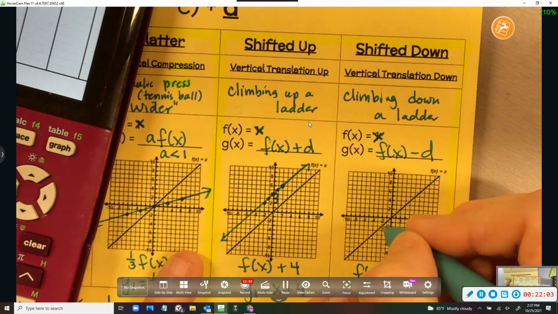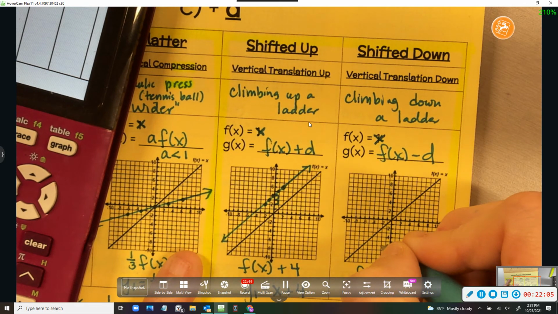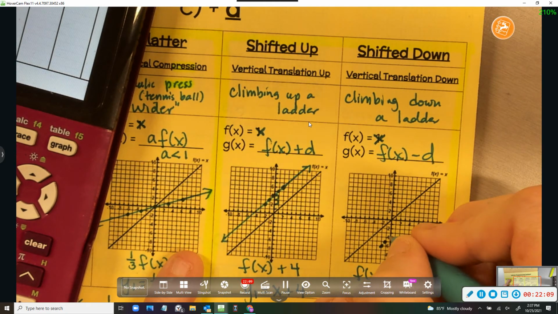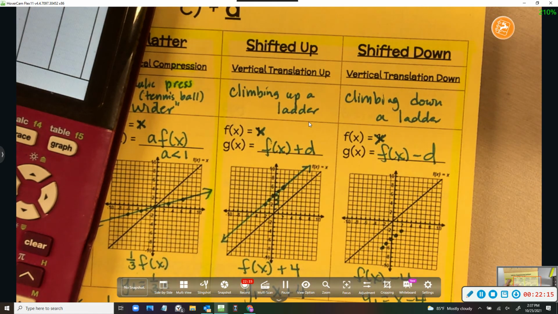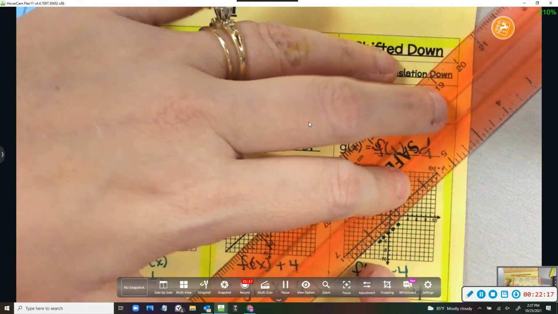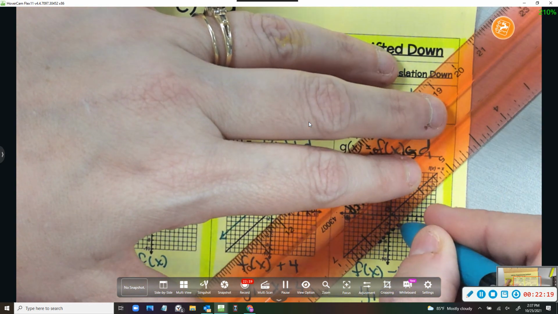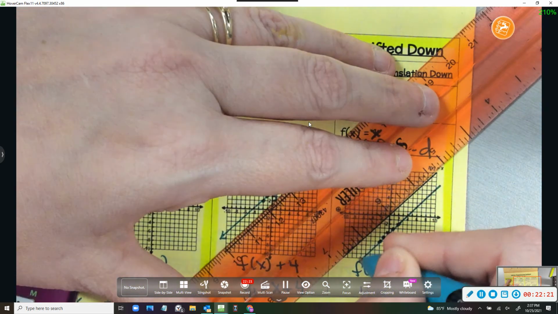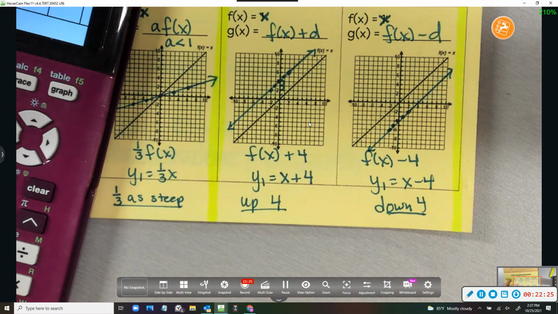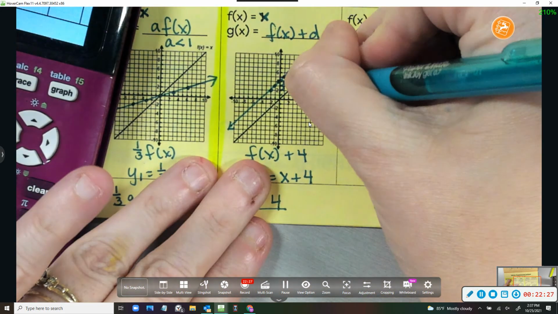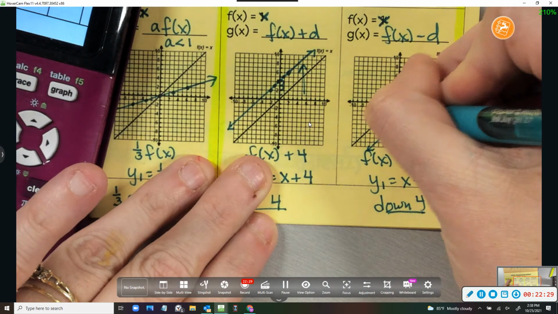Okay, so 2, negative 6. 1, negative 1, negative 5, 0, negative 4, 1, negative 3, 2, negative 2. And that looks shifted down 4 to me. Okay? So this one is up, and this one went down.